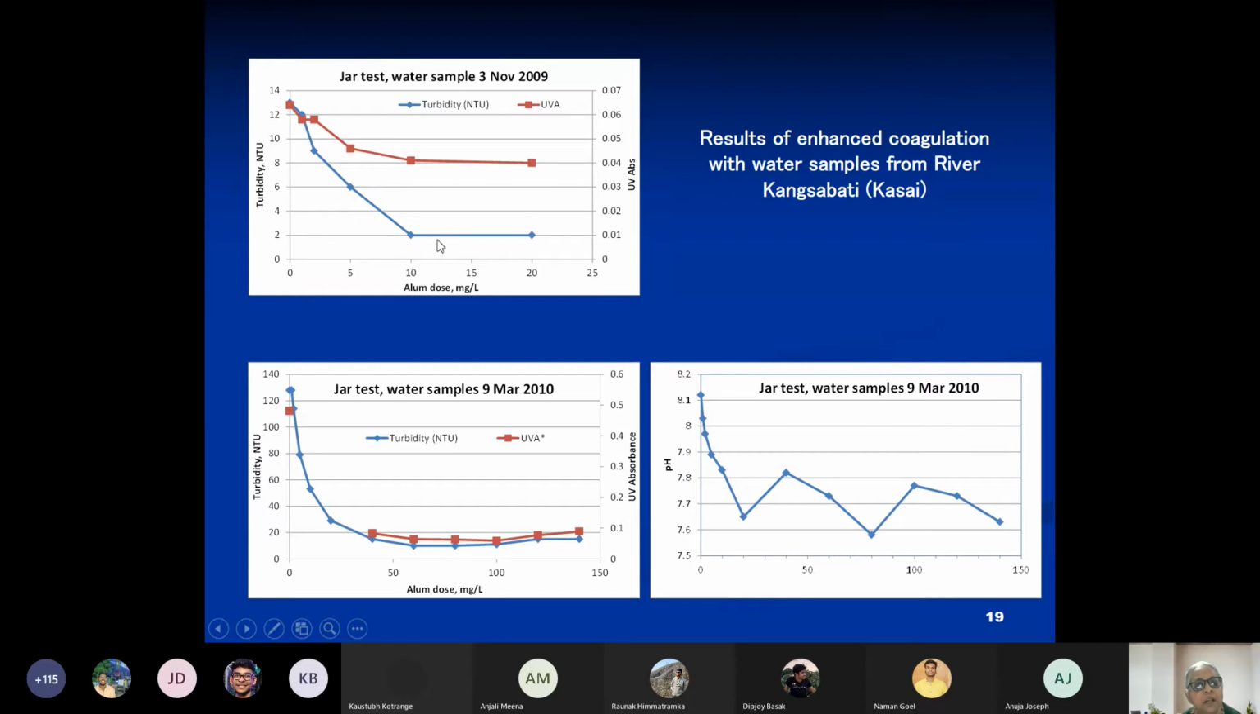In both cases, 10 and 20, the minimum turbidity achieved was 2 NTU. The drinking water standard today is 1 NTU. Okay, so it's not sufficient.